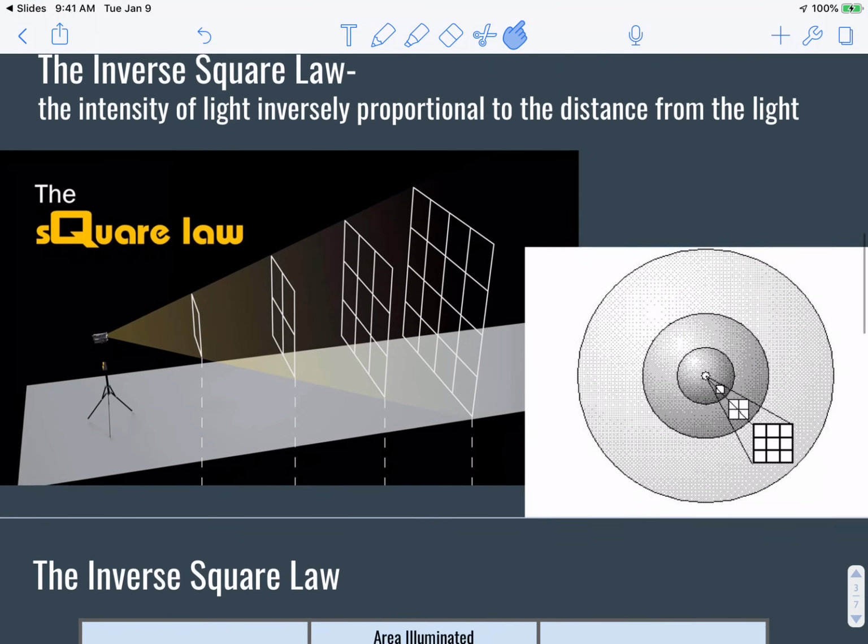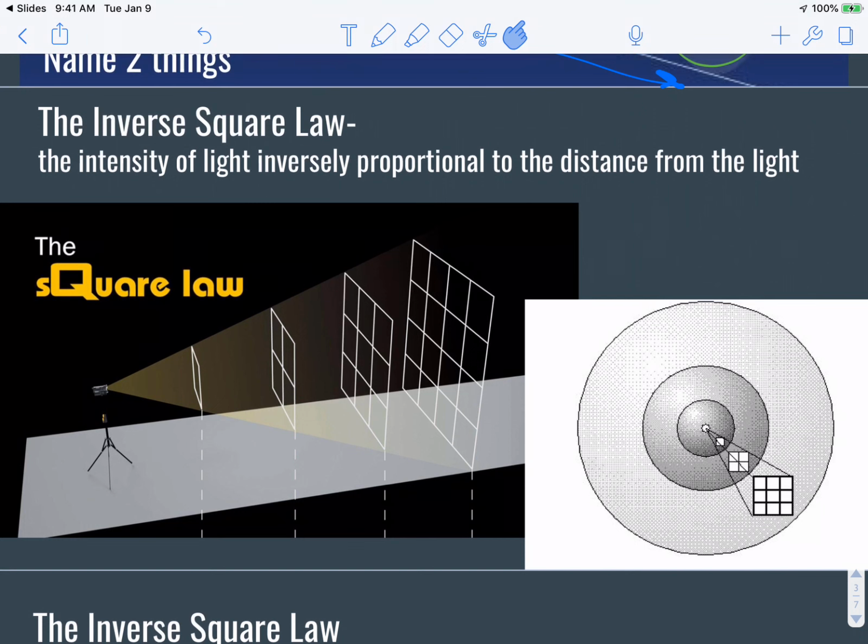Now, this is what we call the inverse square law, and here are a couple of pictures to help emphasize this. The inverse square law is all about the intensity of light. The intensity of light is inversely proportional to the distance away from the light. So give me a couple of seconds and I'll explain that.